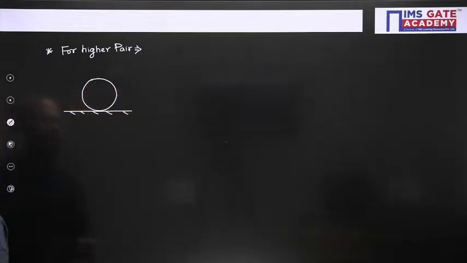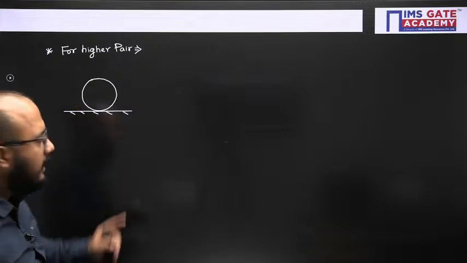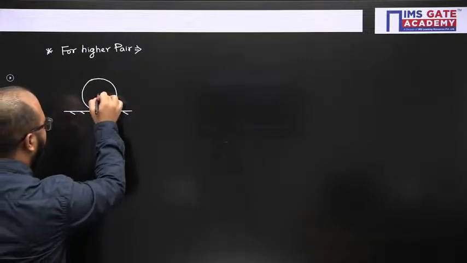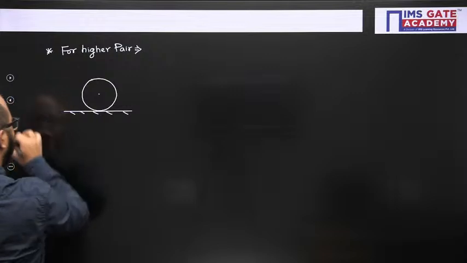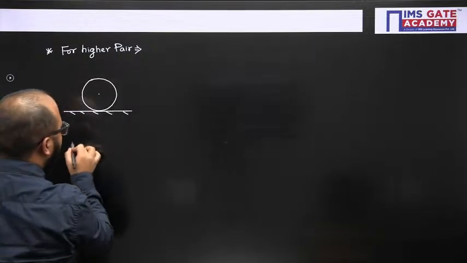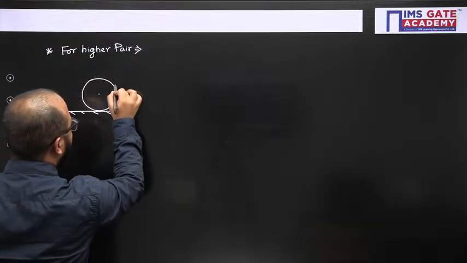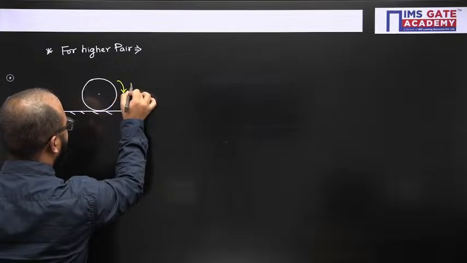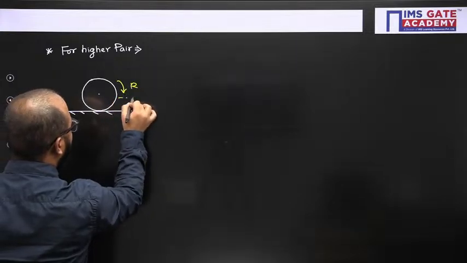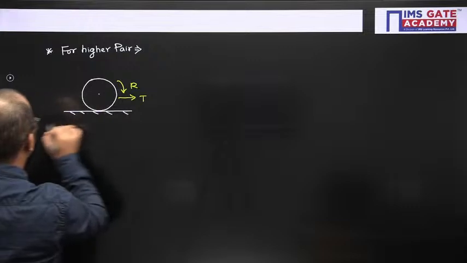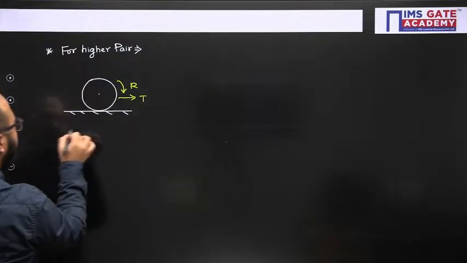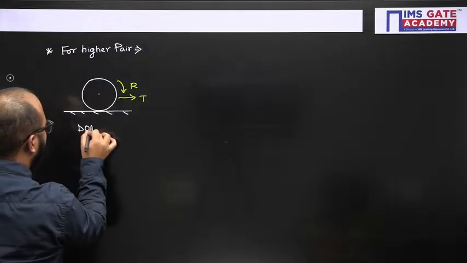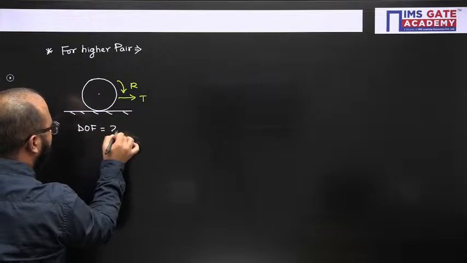Like this. Okay, for higher pair, now this is the disk. Okay, this is the disk. Now, in this particular disk, what will be the degree of freedom? There will be a rotation, and there will be what? Translation is possible. Okay, so we can write degree of freedom here in this particular case will be 2.